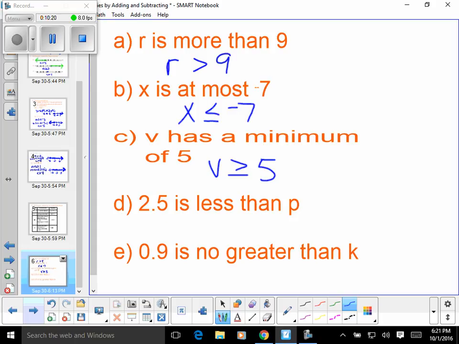2.5 is less than p, and 0.9 is no greater than k. Is no greater than is a less than or equal to.